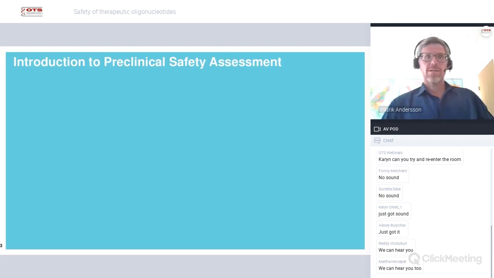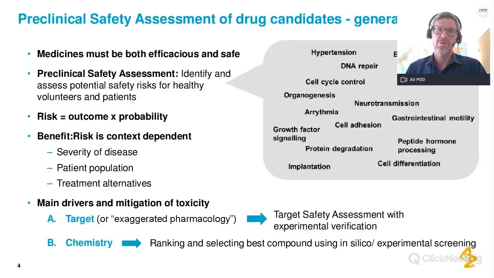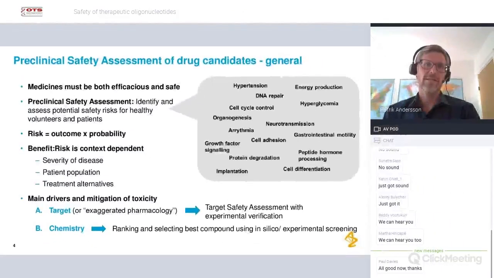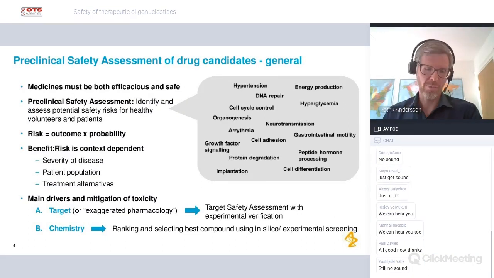So starting then with just introducing preclinical safety assessment in general, what is this? As you probably all know, medicines need to be both efficacious and safe. And the purpose of preclinical safety assessment is really to identify and assess potential safety risk for healthy volunteers and patients when moving into the clinical studies.